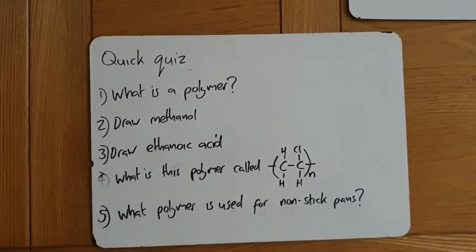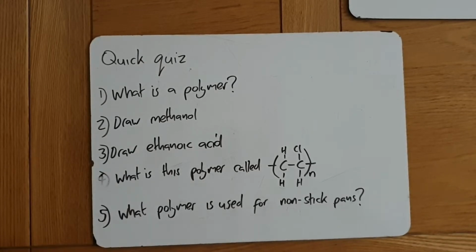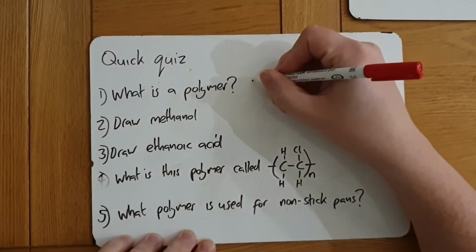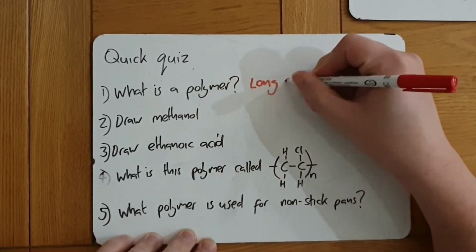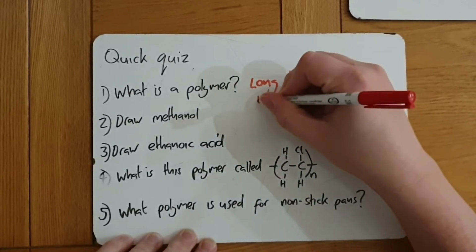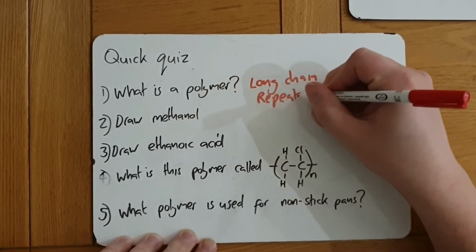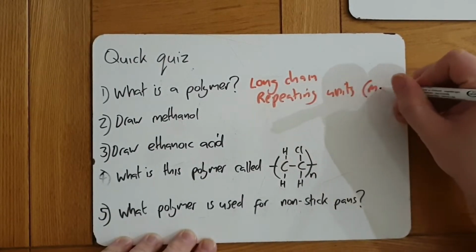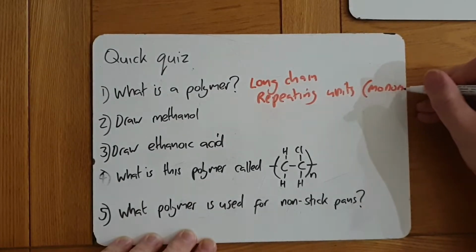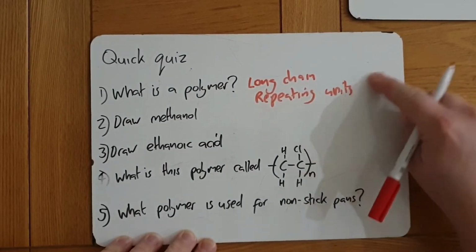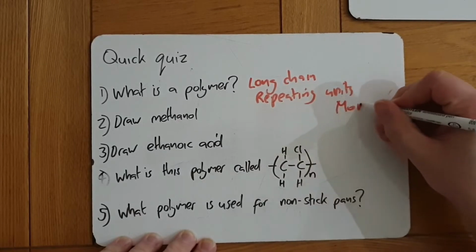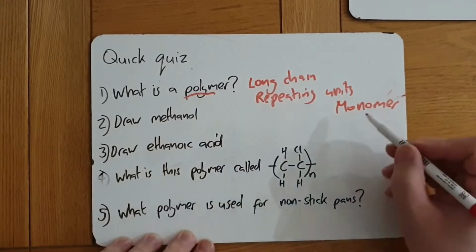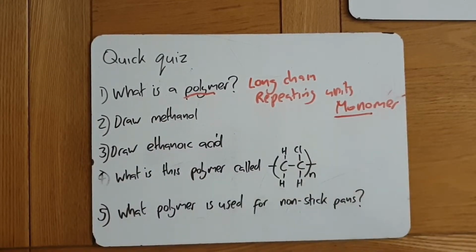Perfect start. What is a polymer? If you didn't know any of these, most of these are from my previous few videos. A polymer is something that's a long chain. It's made of repeating units. Those repeating units are called monomers. Poly means many, like a polygon, a many-sided shape. Mono means one, like a monocle or a monobrow.